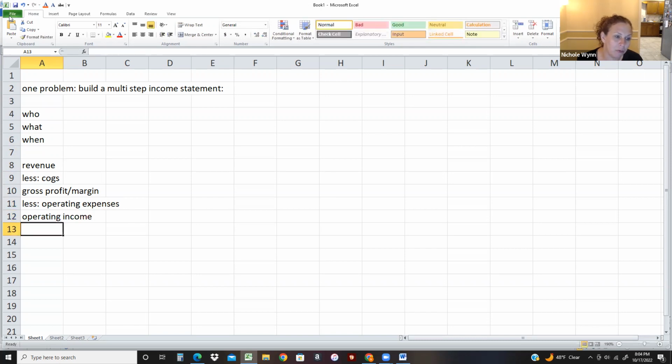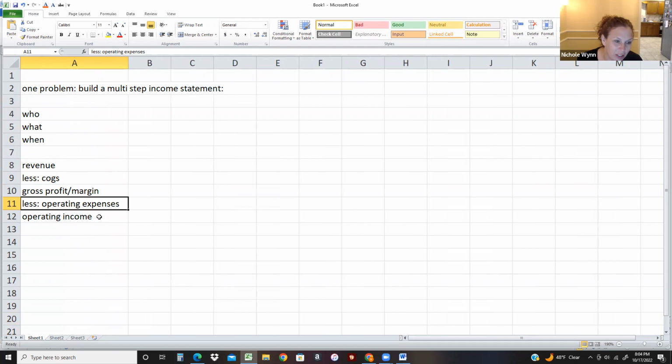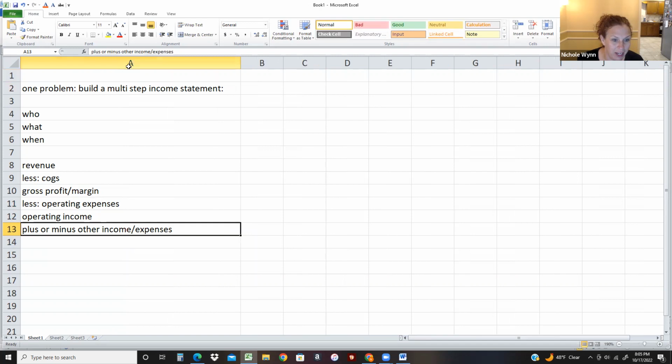And a multi-step income statement, you should have a who, what, when at the top. And then you're going to start with revenue, less COGS is gross profit or gross margin, whatever you want to call it. From there, we subtract out our operating expenses, and that gives us operating income. Operating expenses are our normal expenses, things like rent and utilities and depreciation. Selling expenses, admin expenses, those are operating expenses. And then we will have plus or minus other income and expenses. So they could be income, they could be expenses. And this is where we put things like, here.